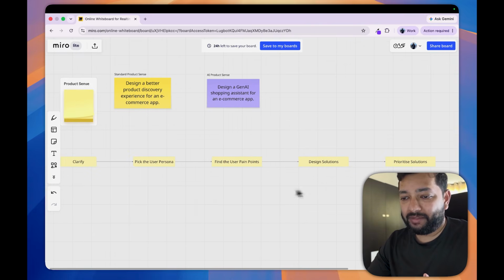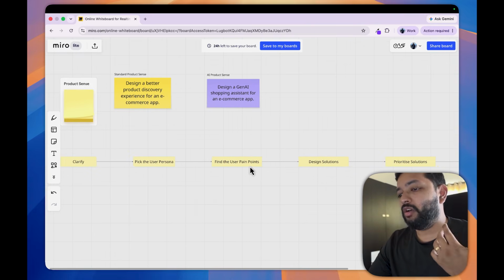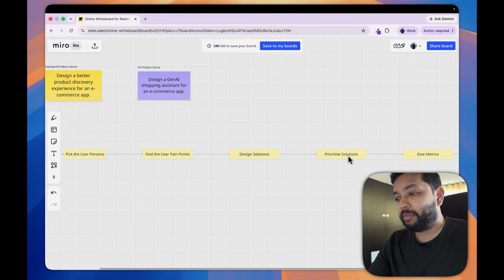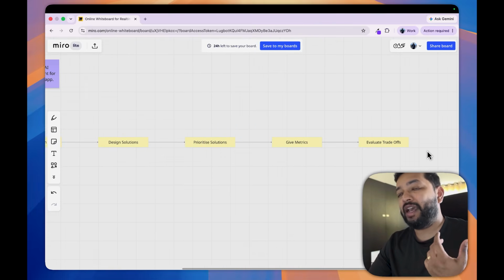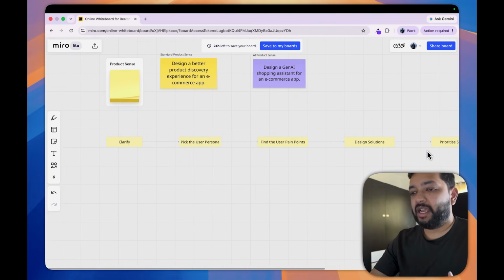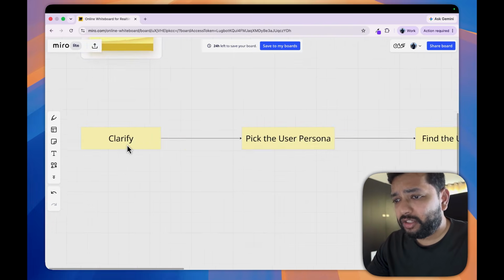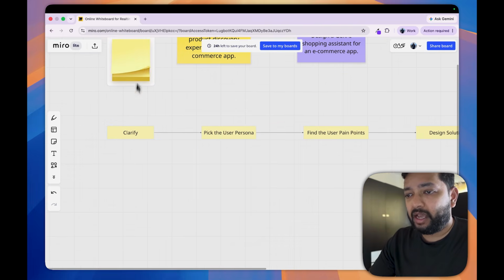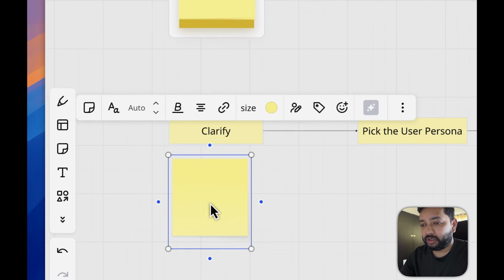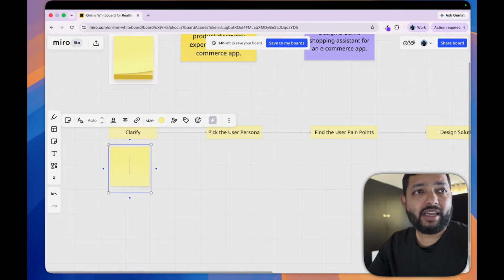There are 7 steps: clarify, pick the persona, find the pain points, design solutions, prioritize solutions, give metrics, and evaluate trade-offs, right? Now, let's understand what happens in a typical product sense round. And then for each step, I'm going to convert this into an AI product sense round for the example that we've taken here. So we'll first focus on clarify, right? I'm just going to pull a sticky note here for us to look at clarify and then understand.